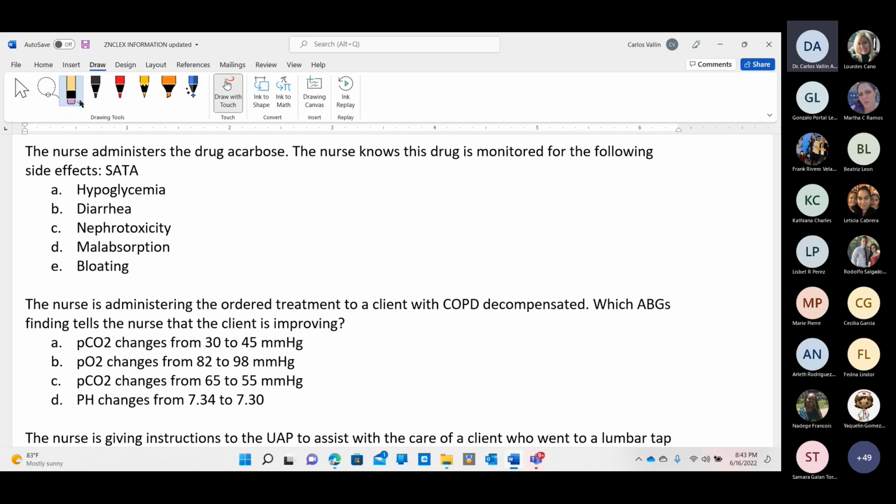Okay, so those questions that apply, you either know or you don't know, it's very difficult to develop strategies here. It's very difficult to use strategies in select all that apply, because it is yes or no. So the only thing that is left to you is to learn what acarbose is.